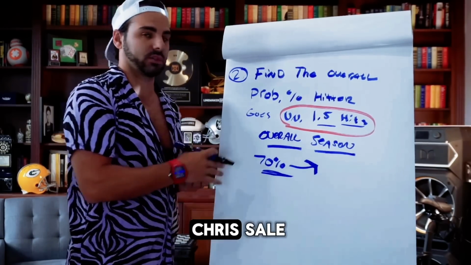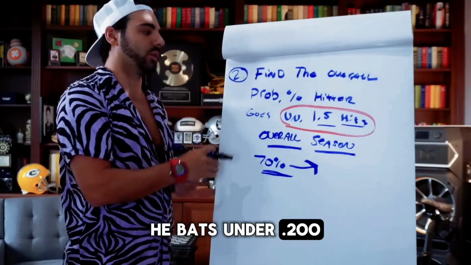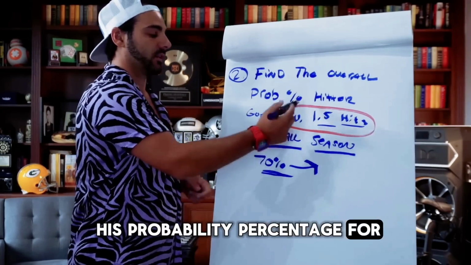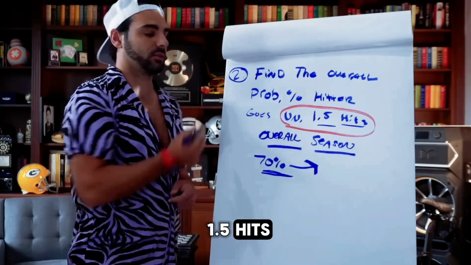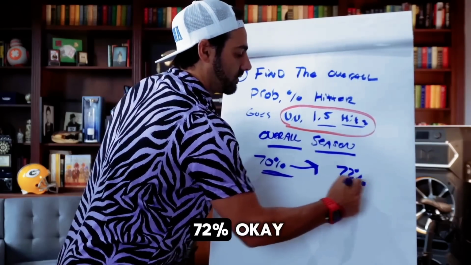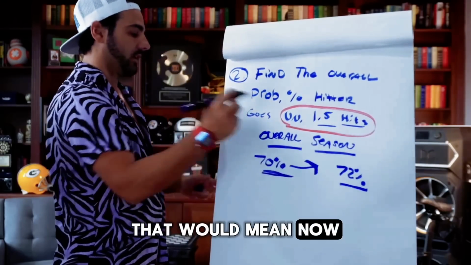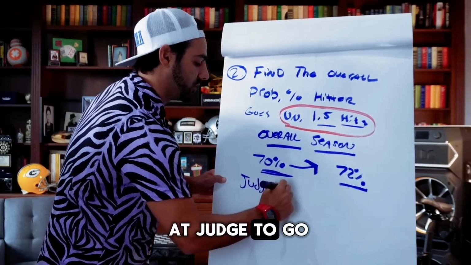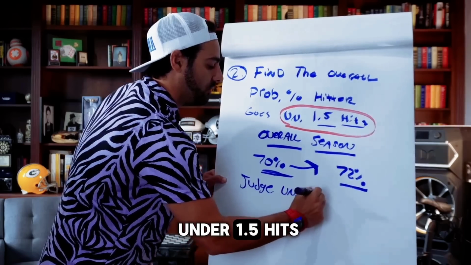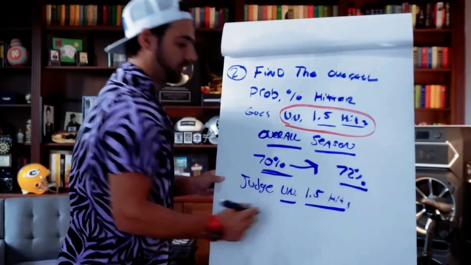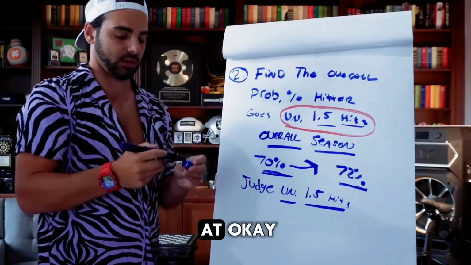Okay, so for our example that we just went over with Chris Sale against Judge, let's say that Judge doesn't bat well against Chris Sale. He bats under 200, so we have him written down. Now we go to his probability percentage for him to get under 1.5 hits. Overall in the season, let's say he's at 72%. Okay, that would mean now we would be looking at Judge to go under 1.5 hits. That's the play that we would be looking at.